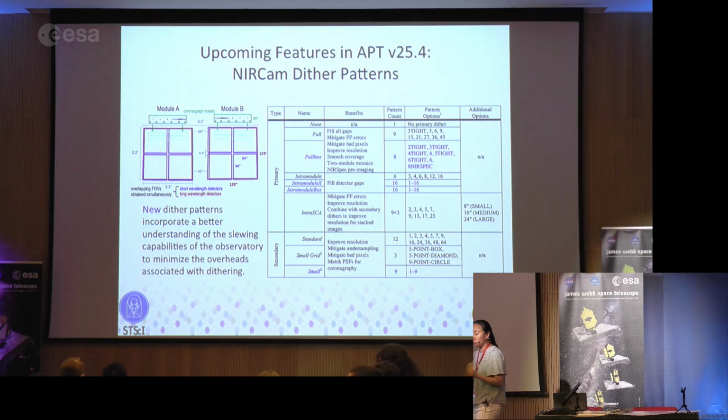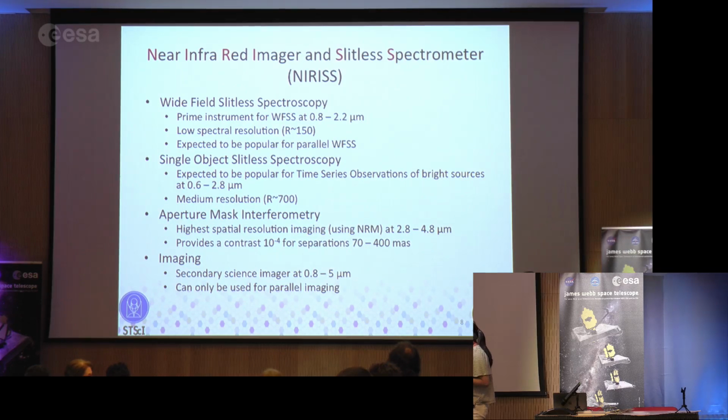So there were pre-existing dither patterns to achieve those kinds of goals, but as we've been learning more about observatory operations, the team has designed a new set of dither patterns that better optimize the offsets, and so essentially try to make the observations more efficient.